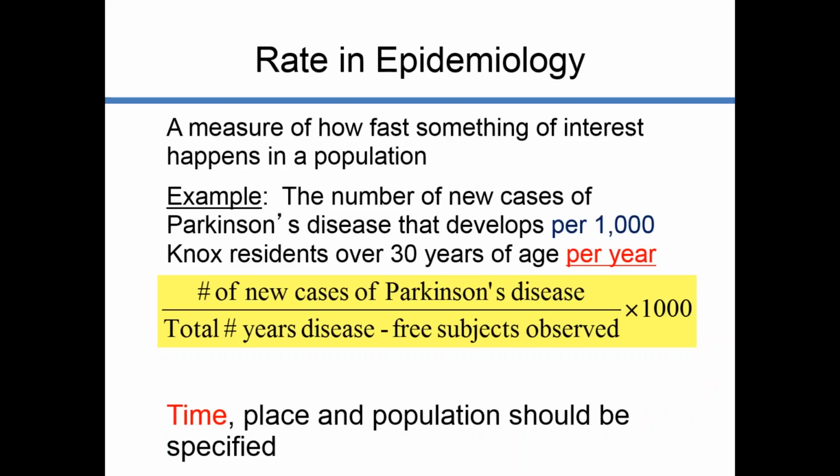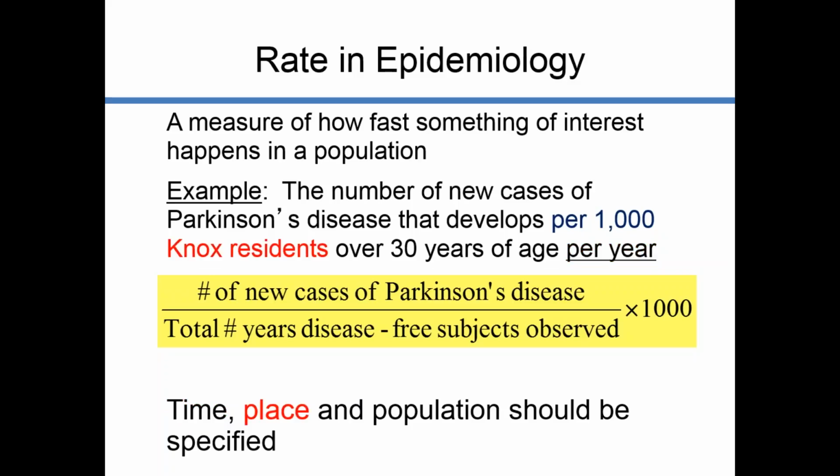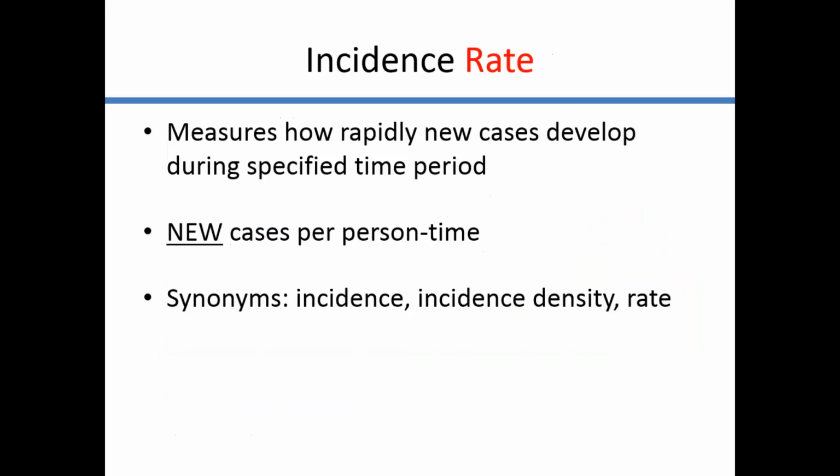This slide is mainly to emphasize again that we included the place, which is Knox County, and the population. We included the specifics, like these are residents over 30 years of age. So we have the time per year, the place, Knox County, and the population, people over 30 years of age. That's just something that we remember all the time.